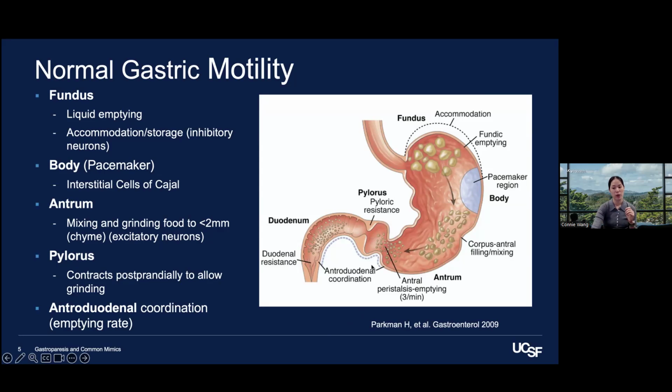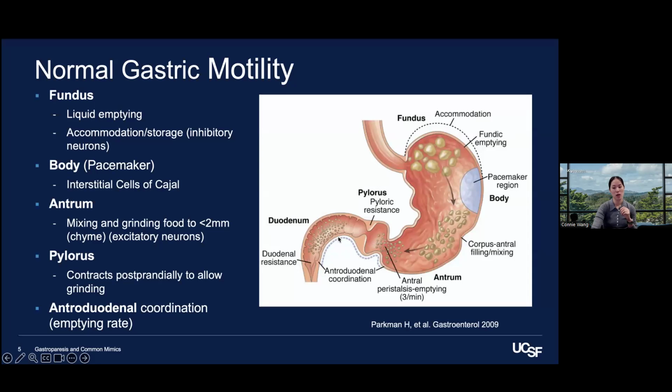So after we eat, during that mealtime, the pylorus has to contract in order to allow this grinding activity to take place in the antrum. When there's impairment of either the electrical or mechanical activity of the antrum, as well as any reduction in the pylorus sensibility or cross-sectional area, this can all lead to delayed gastric emptying.